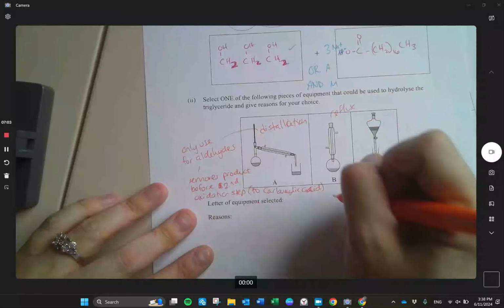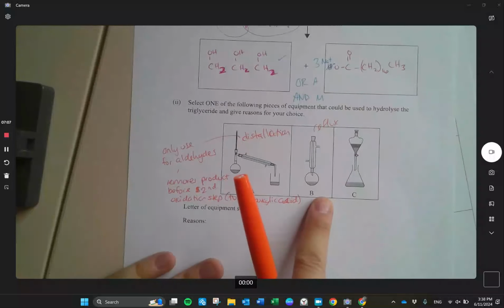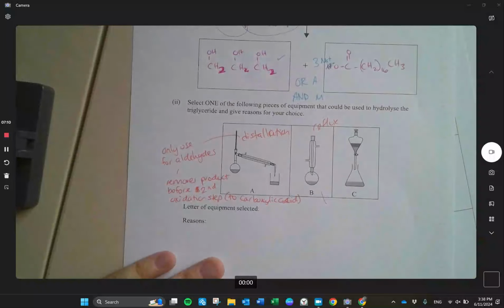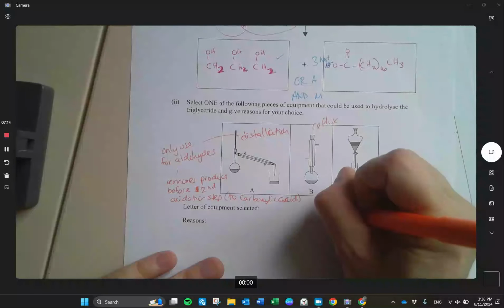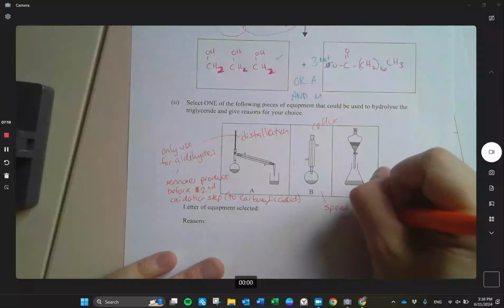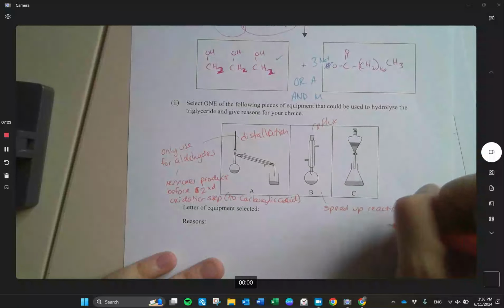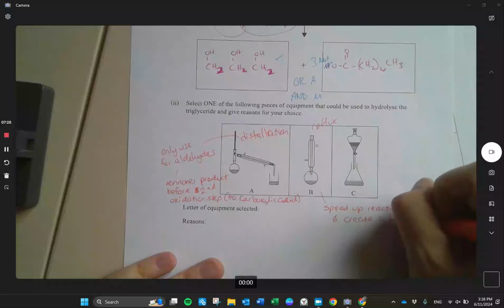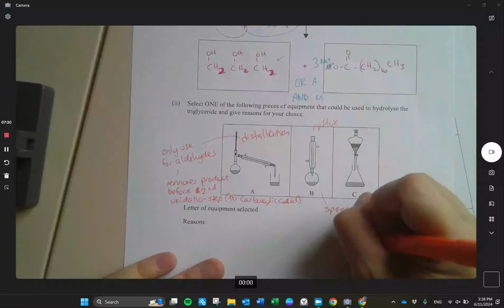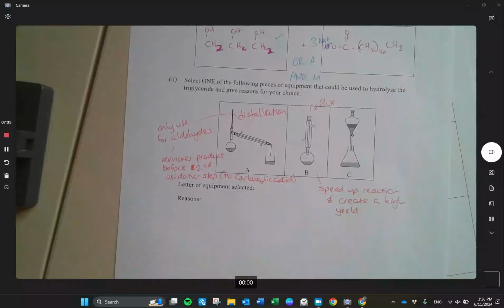This one here, reflux, the purpose for that one is to ensure high yield. So speed up reaction and create a high yield. High yield just means we make a lot of product. And again, it's just memorized.